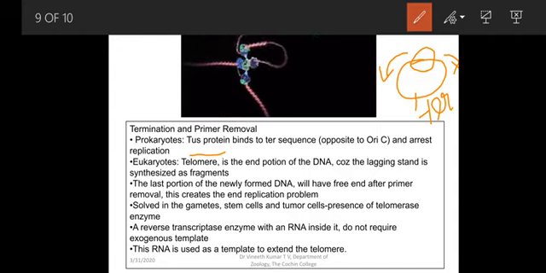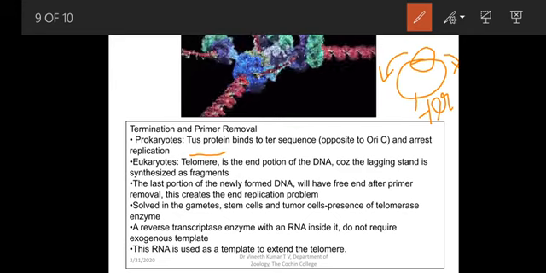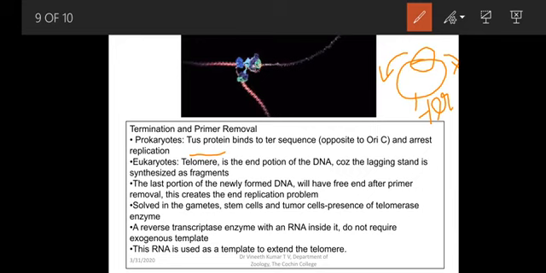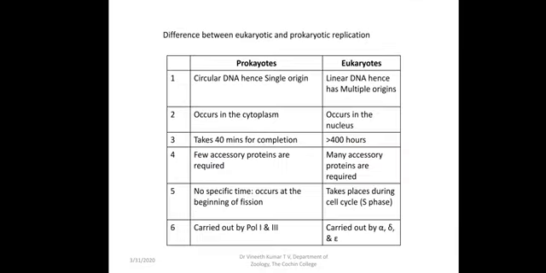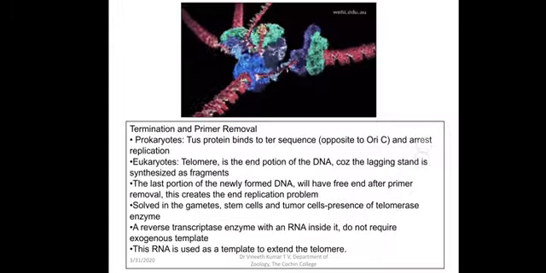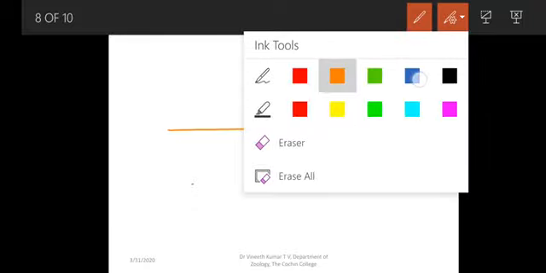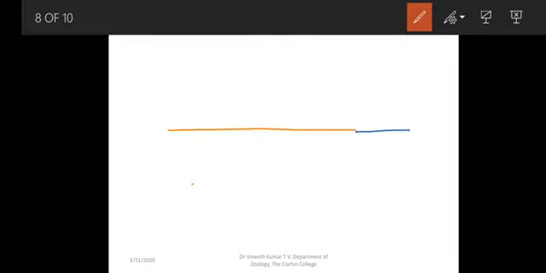Coming to eukaryotes, as we said earlier, there is a problem with eukaryotic termination. Problem in the sense that, as we said earlier, you cannot completely call it a problem here. So now I have a synthesized DNA strand with a primer. If this is an Okazaki fragment or lagging strand, it will have many primers in between. So these are the different primers which are present, the RNA primers which are present.